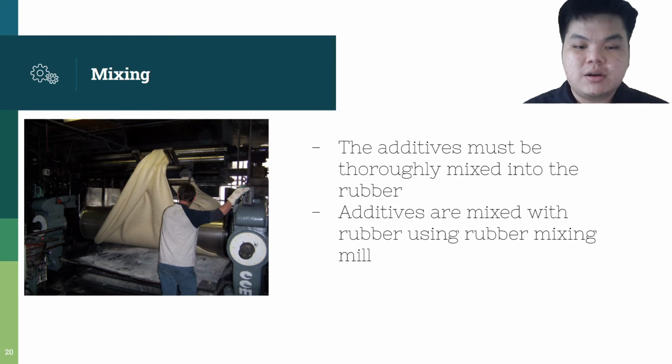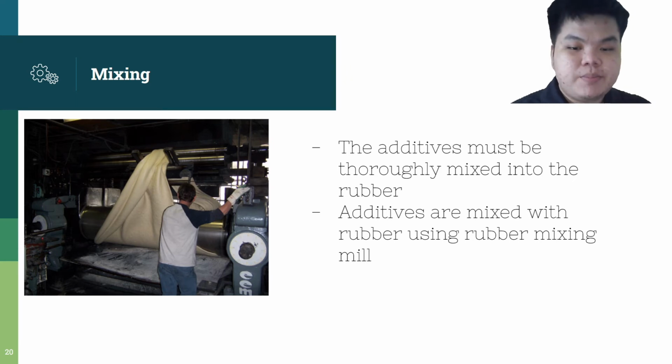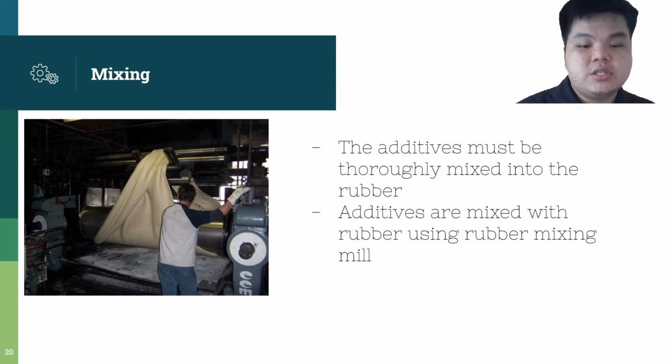Additives are mixed with the rubber using a rubber mixing mill, where the rubber and the additives pass in between two rollers several times until they completely mix with each other.